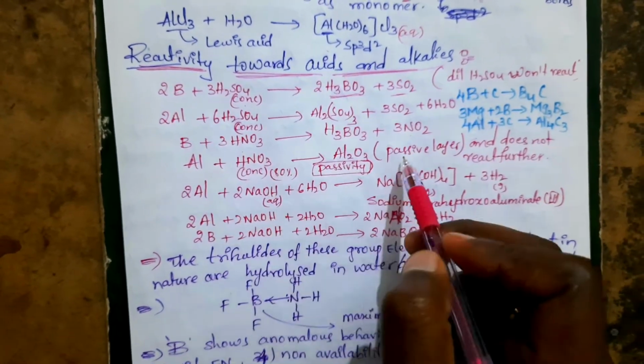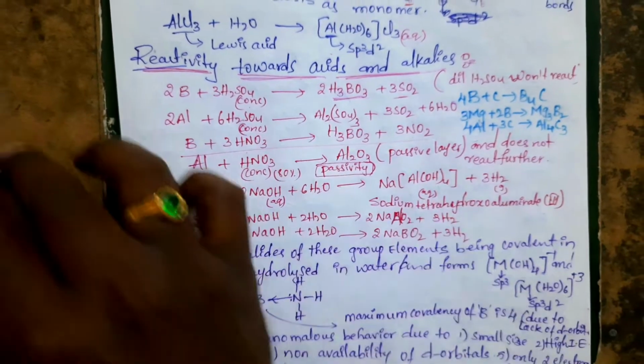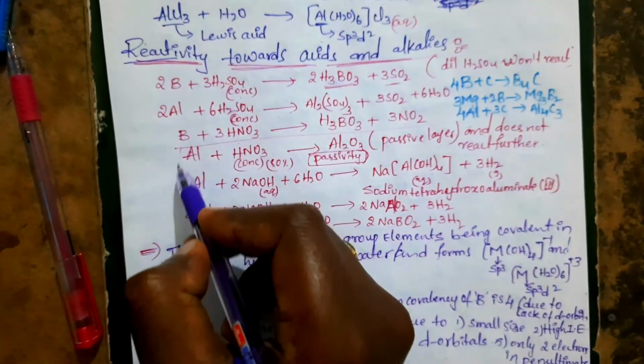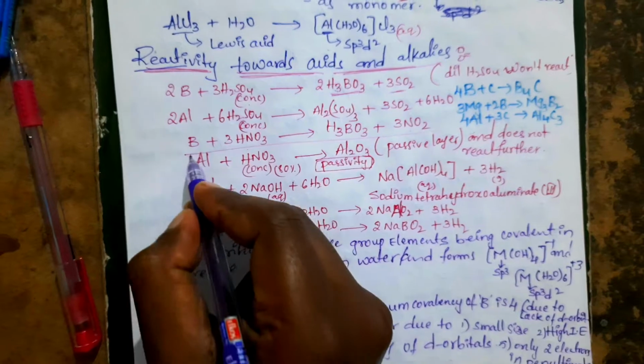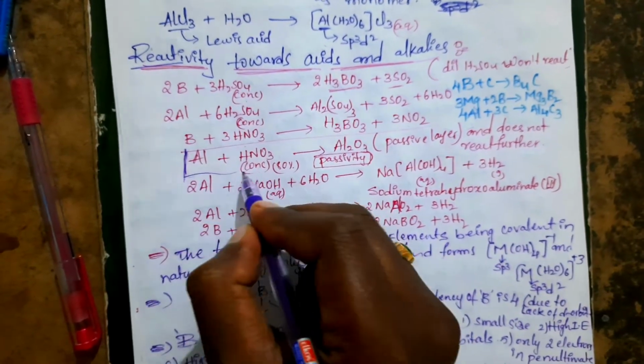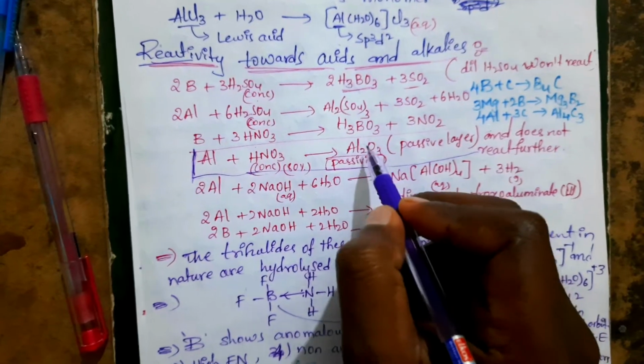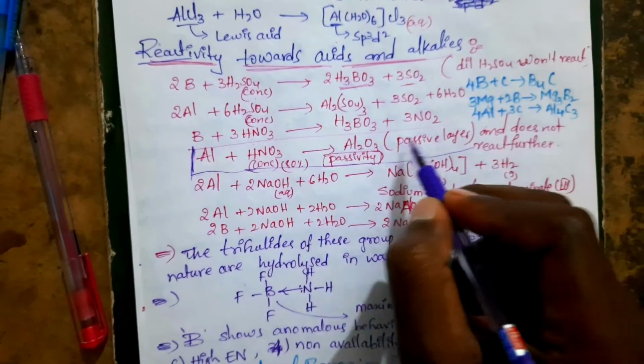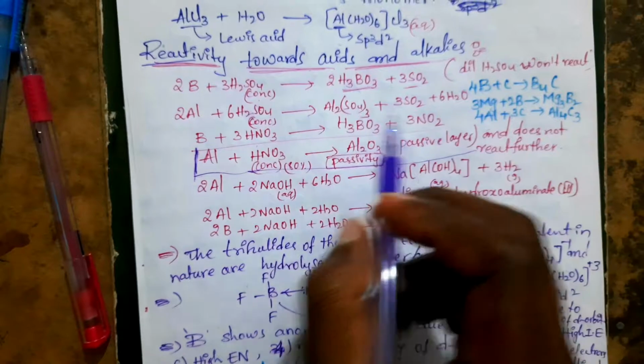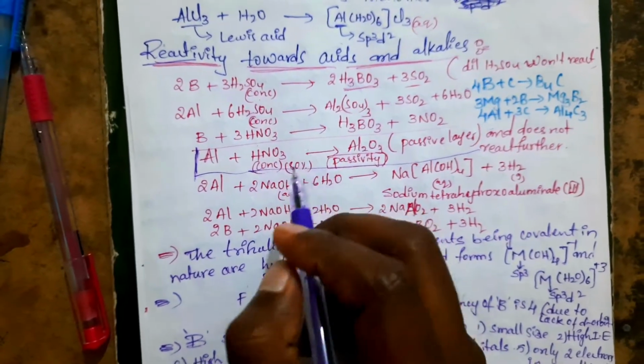Aluminum cannot react with nitric acid. This is very important. Aluminum cannot react with nitric acid because, before that, aluminum reacts with atmospheric oxygen and forms an oxide layer on its metal surface. So it cannot react with nitric acid.